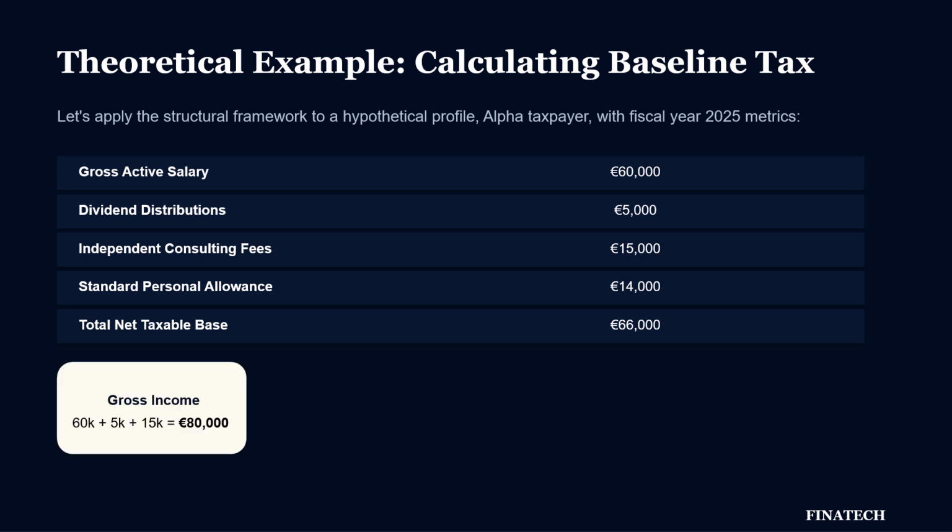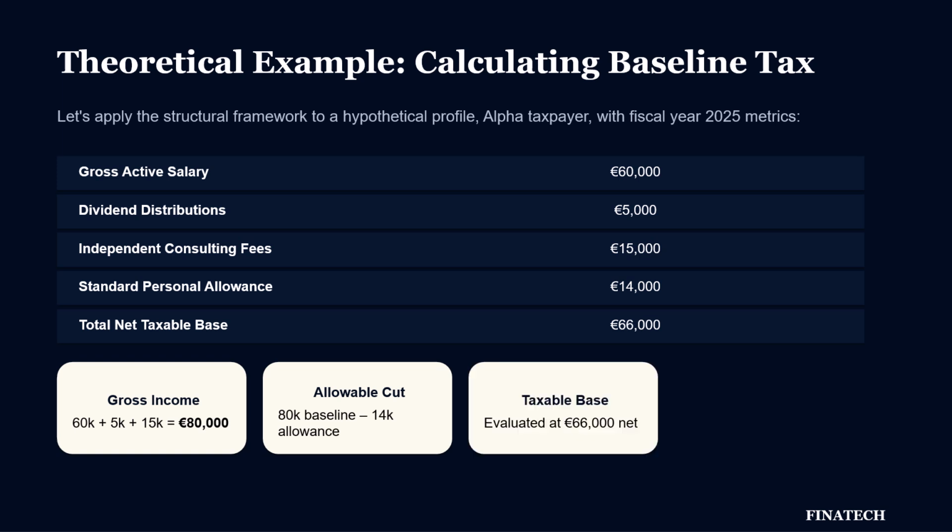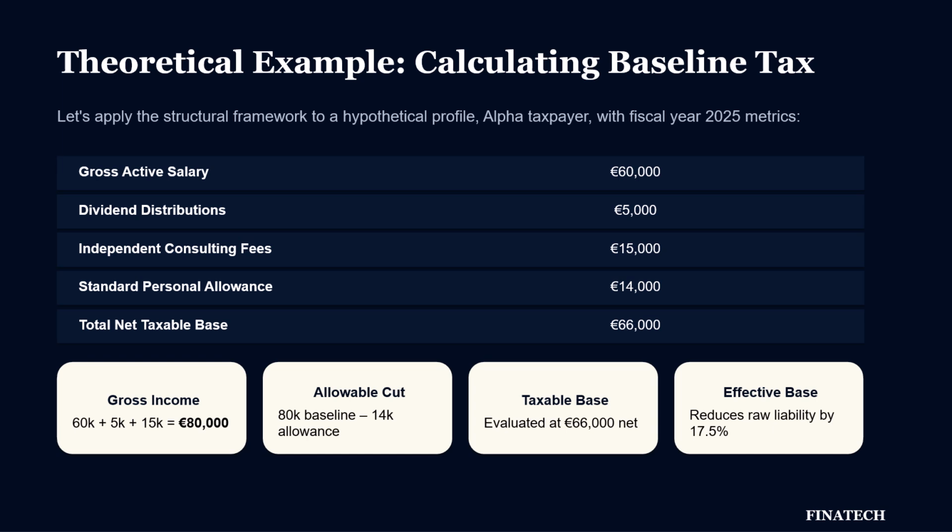Why do we have a 66,000 total net taxable base? Because the gross income is about 80,000, and the allowance cut is 14,000. So the taxable base is 66,000 net. The effective basis reduced the raw liability by 17.5%.